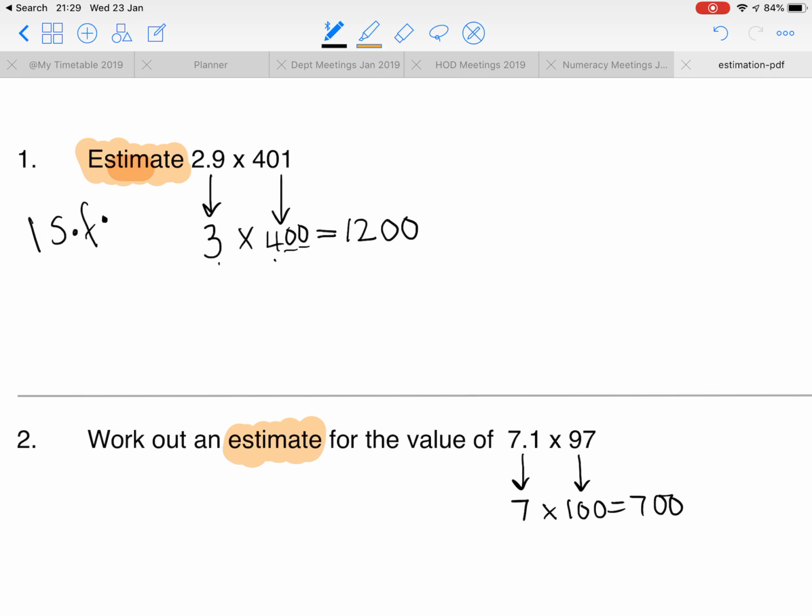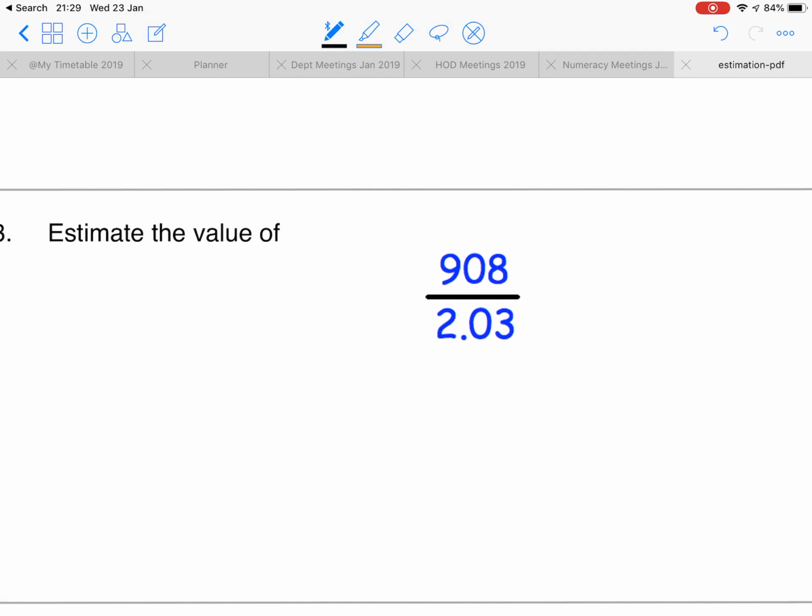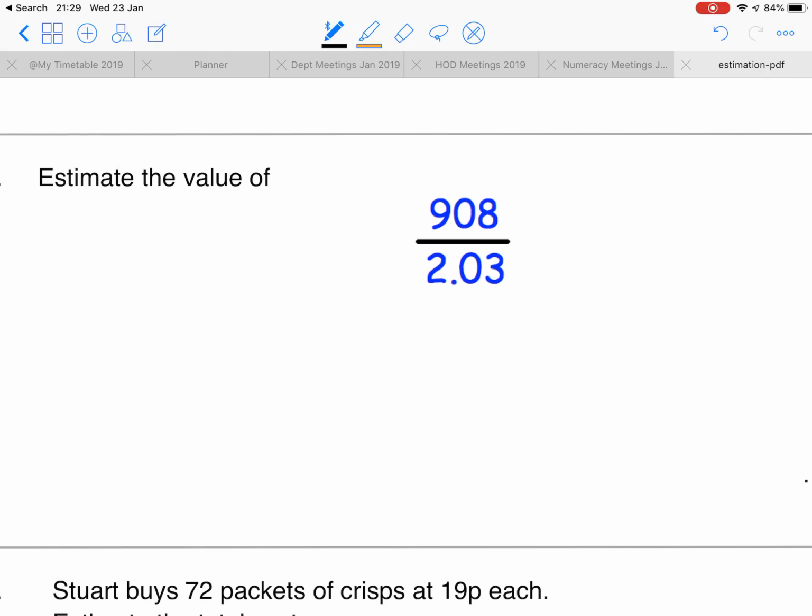Like I say, nice and straightforward to be done in your head. Even if it's division, you won't deal with 908. You won't even deal with 910. 1 SF means you'll round down to 900. And then on the denominator, that's going to round to 2. 900 divided by 2. Mental maths.